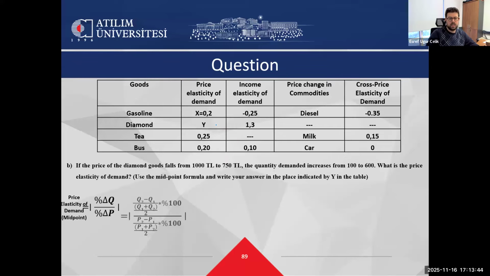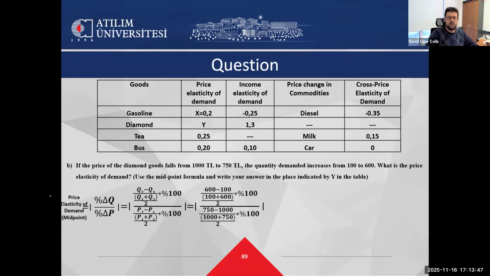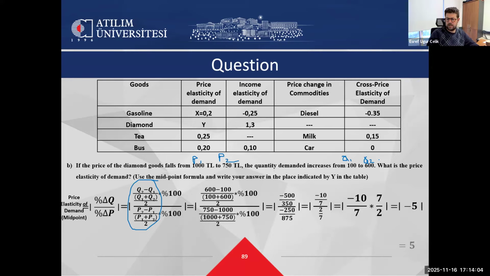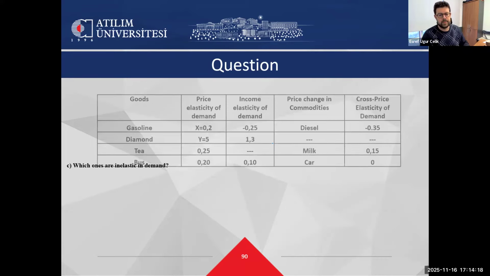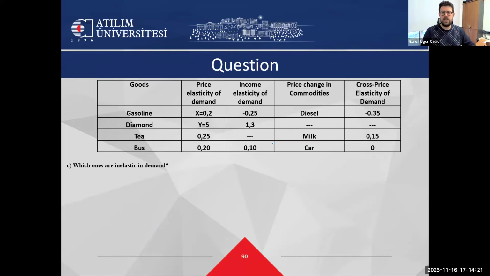For the midpoint formula, it is the same direction, but a different perspective using a different formula. P1, P2, Q1, Q2. Then I think the answer is 5. So greater than 1, so this is elastic. Okay. Then the table is ready. Let's look at that part.